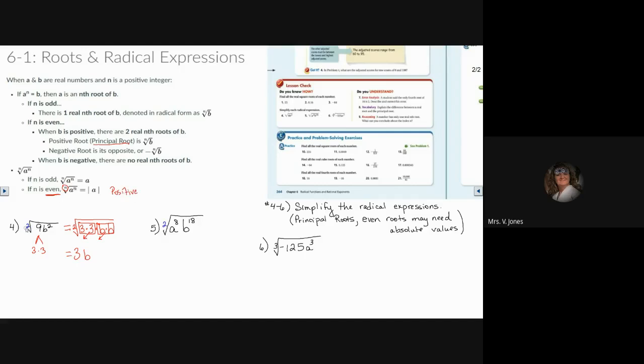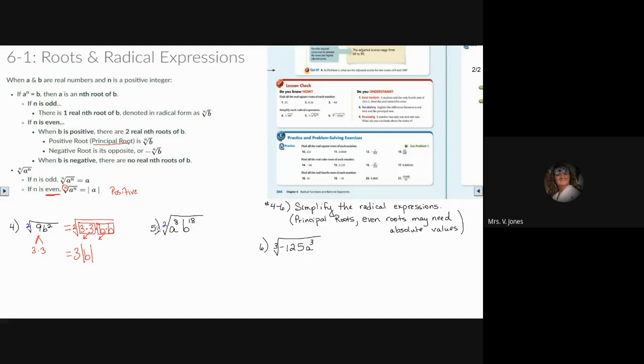When this is an even number, this even root, our answer has to be positive. So when you look at 3b, if someone decided they wanted to plug in a -1 for b, our answer would no longer be positive. Because of that, we also have to put absolute values around that b. That will make it positive. Okay, so when you have an even root, you might have to have absolute value symbols in your answer somewhere. All right, so we'll talk about that again.